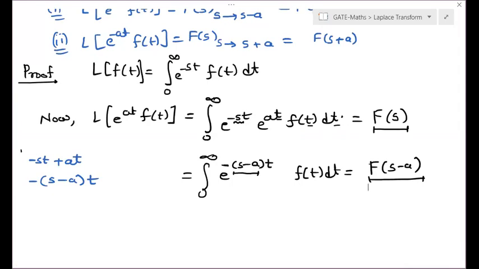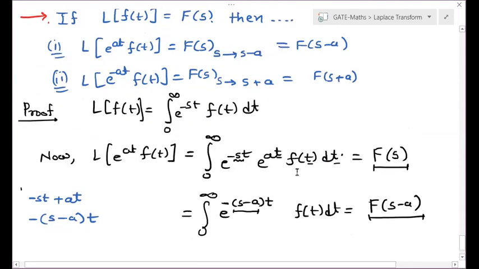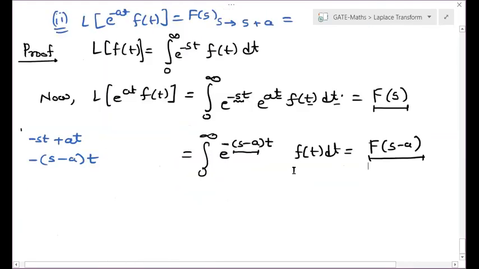So similarly, you can prove for e to the power minus at. Okay. So it is the proof of the first shifting property. Now let us see the second shifting property.